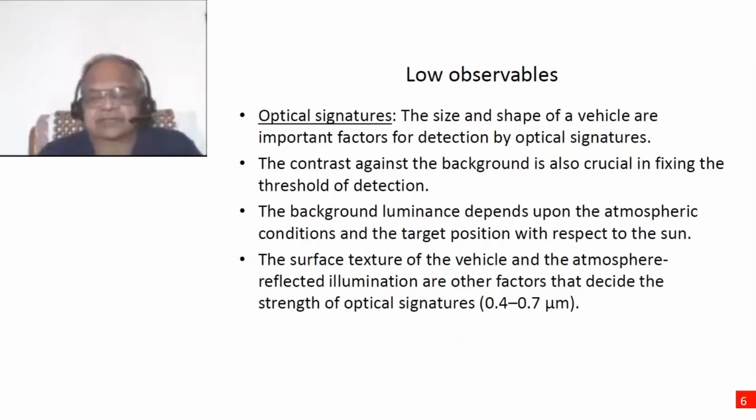The surface texture of the vehicle and atmosphere, and reflected illumination, are other factors that decide the strength of optical signatures, which vary from 0.4 to 0.7 micrometers.